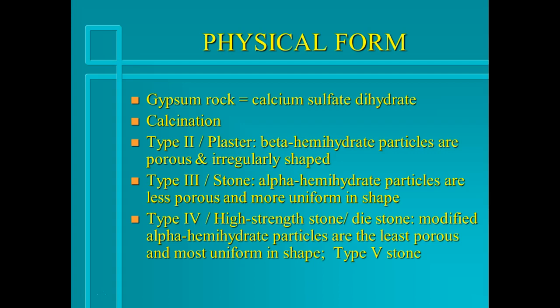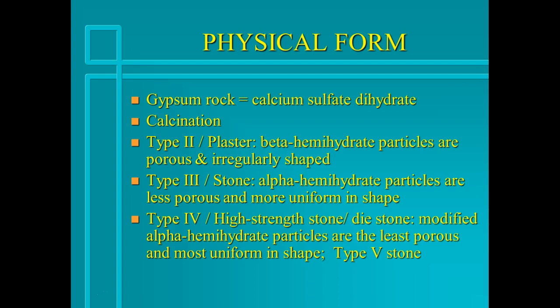When we talk about type 3 gypsum products, we're actually talking about stone. These types of products are made up of alpha hemihydrate particles, and they are less porous and have a more uniform shape. Now, when we discuss type 4 gypsum products, we're talking about high strength stone or die stone.